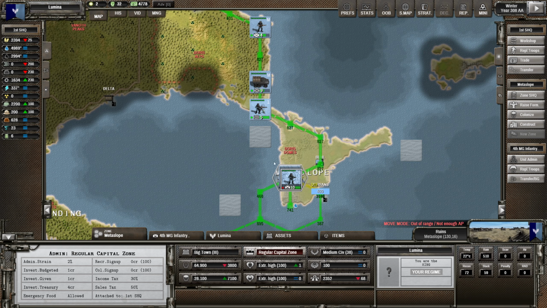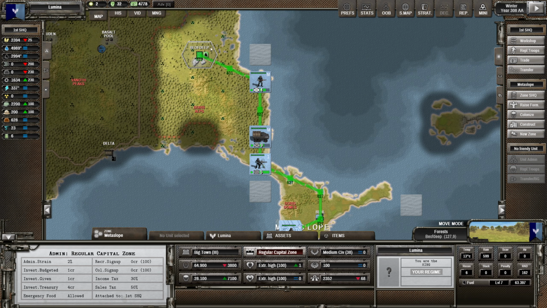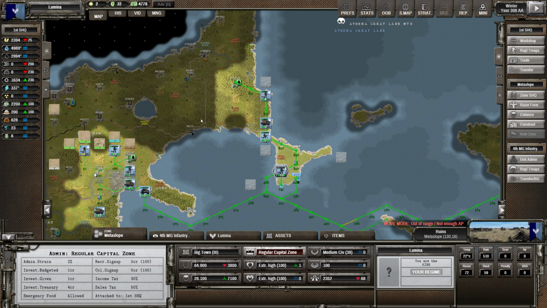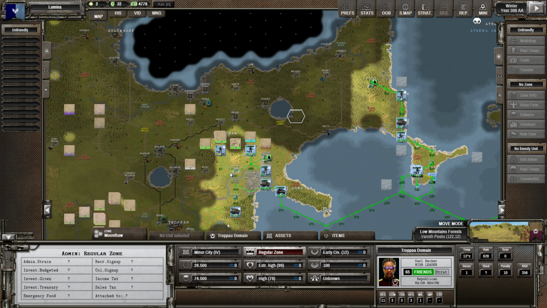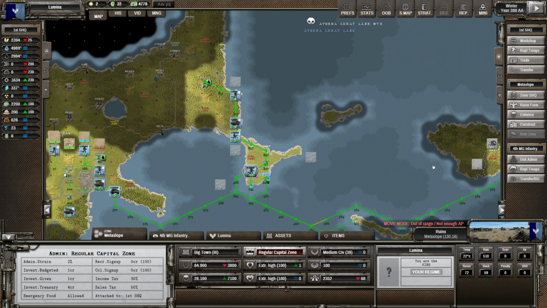Administration strain basically is there's an optimum level where a zone can be a certain size, right? Let's say that this is my only city, but this zone goes right out here and there's no other cities. If I then have an asset out here, like a mine or an airbase, it's going to take a lot of effort to administrate it from that distance. So you get this thing called administrative strain.